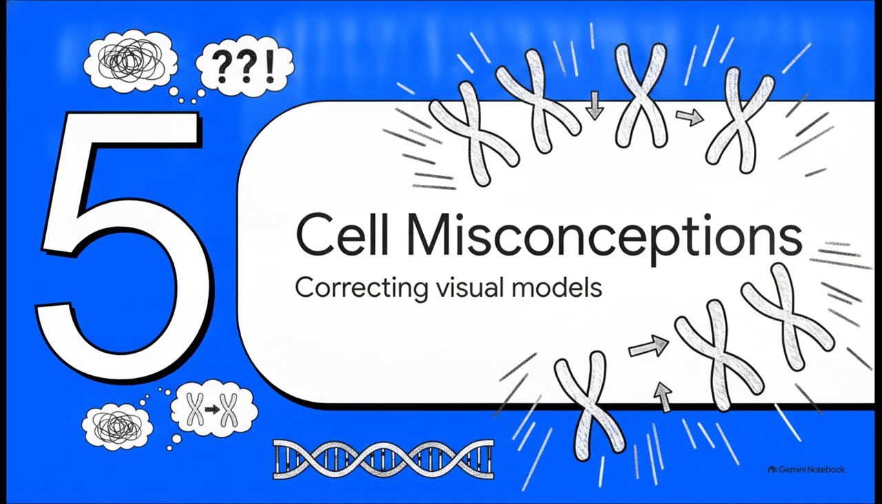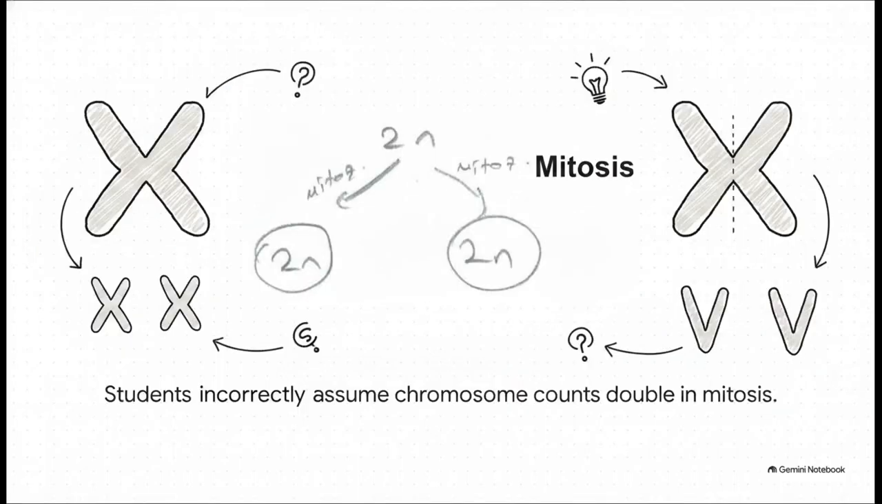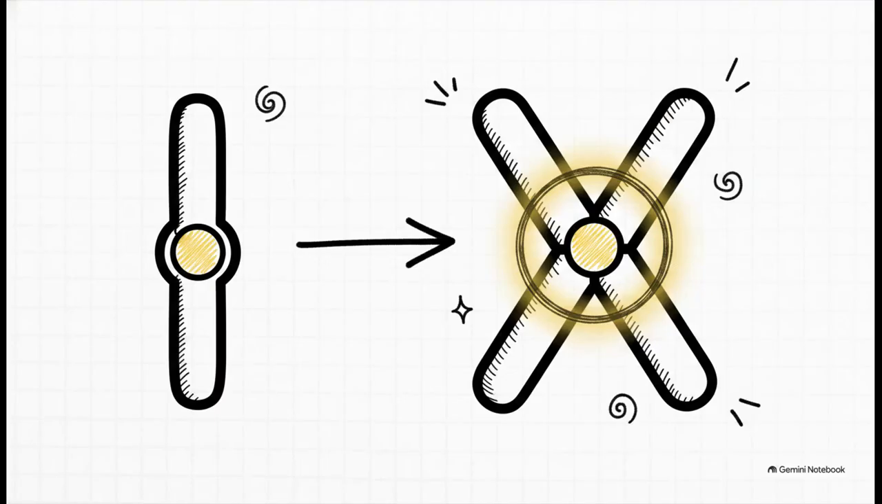Section 5. Cell division misconception check. Correcting the visual model. Before we wrap up, we absolutely have to address a massive misconception students often have about how chromosomes behave during cell division. It's super common for people to assume that the actual number of chromosomes magically doubles during prophase of mitosis and then gets cut in half during anaphase. This confusion usually pops up because it is really easy to mix up the concept of a chromosome with the concept of a chromatid. So, let's set the record straight.